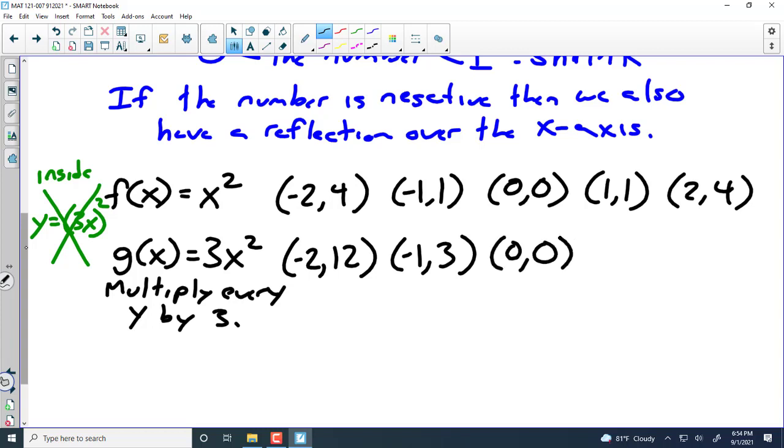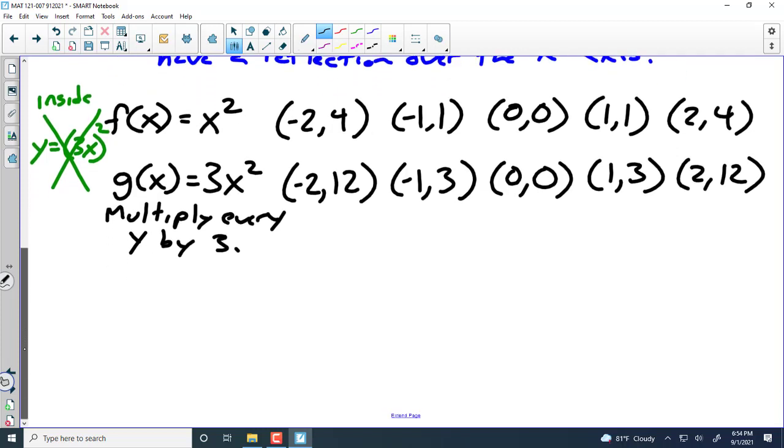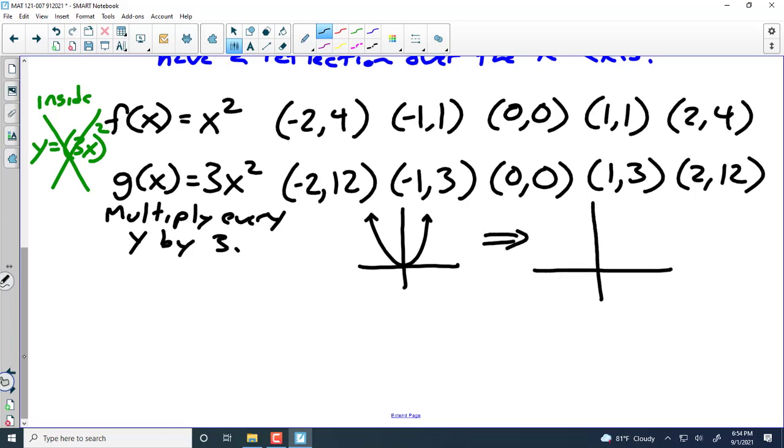The entire graph is stretching. And how does that manifest itself in the ordered pairs? By every y value getting multiplied by 3. That's how we do a vertical stretch. It stretches out the entire graph. Maybe the original graph looked something like that. Now, it looks more like this. Stretched out like that.